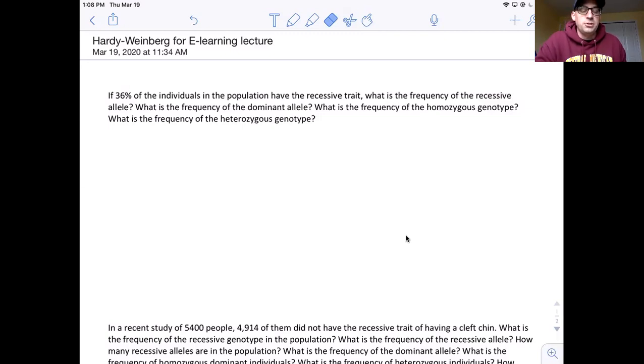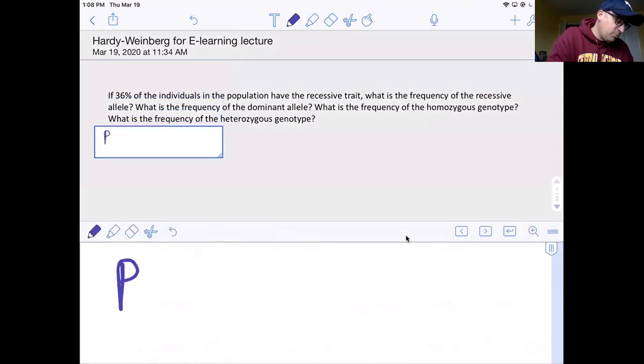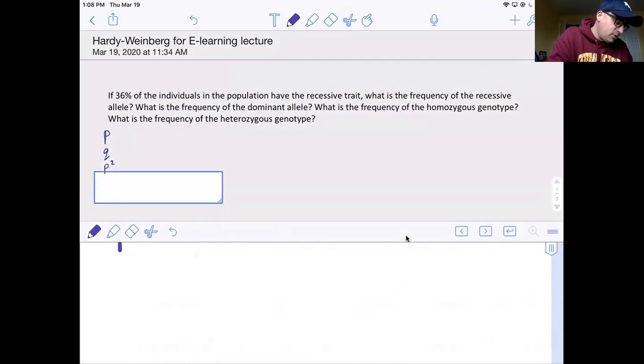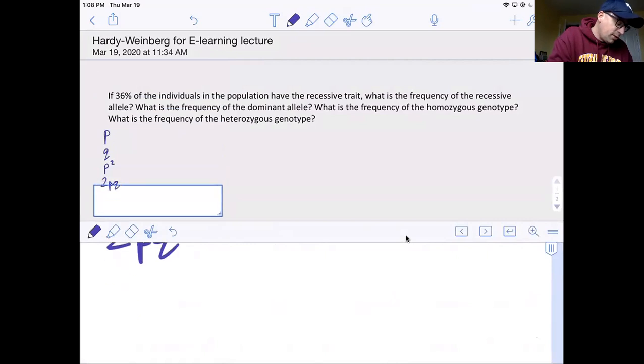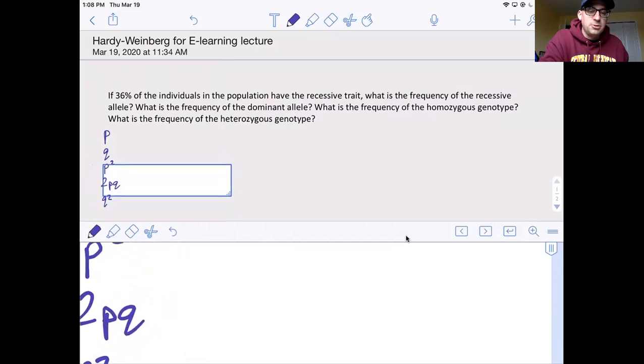So let's start with the first piece that we need to figure out. We're given that 36% of the individuals in the population have the recessive trait. So which of our Hardy-Weinberg terms have we been given is the first thing that we need to figure out. Because if you remember, we had a variable that was p, and we had one that was q, and then we had p squared, 2pq, and q squared. So which of our 5 Hardy-Weinberg values do we have? Remember, p plus q is supposed to be equal to 1, and then p squared plus 2pq plus q squared is also supposed to be equal to 1.